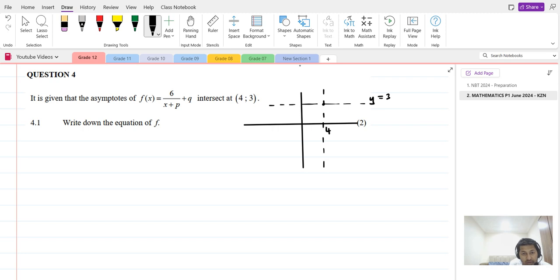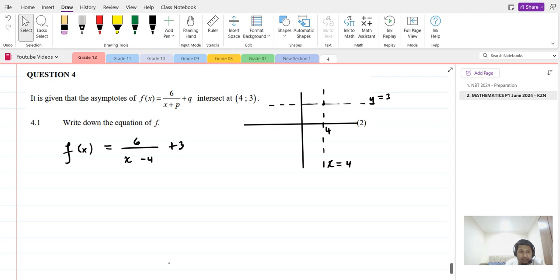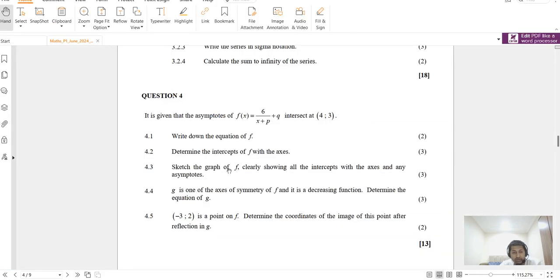So we can say f of x is equal to 6 over x minus 4, because to get an asymptote the denominator must be 0. So 4 minus 4, so you can clearly see x is equal to 4. And q is just the horizontal asymptote, so plus 3. That's quite simple. Next problem, we'll solve for 4.2.